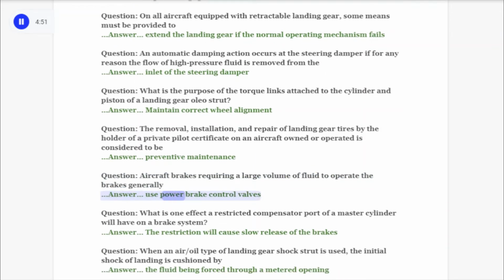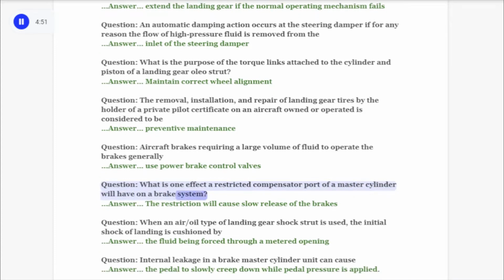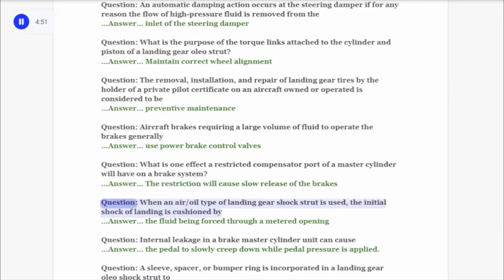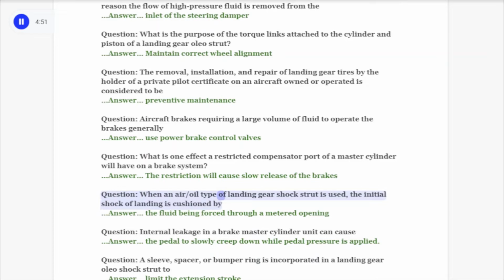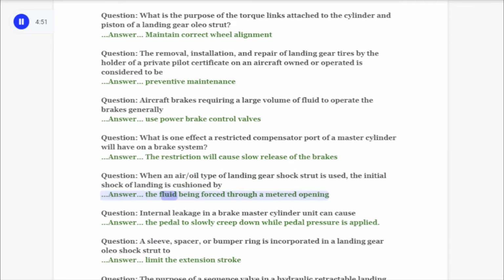Answer: use power brake control valves. Question: what is one effect a restricted compensator port of a master cylinder will have on a brake system? Answer: the restriction will cause slow release of the brakes. Question: when an air/oil type of landing gear shock strut is used, the initial shock of landing is cushioned by. Answer: the fluid being forced through a metered opening.